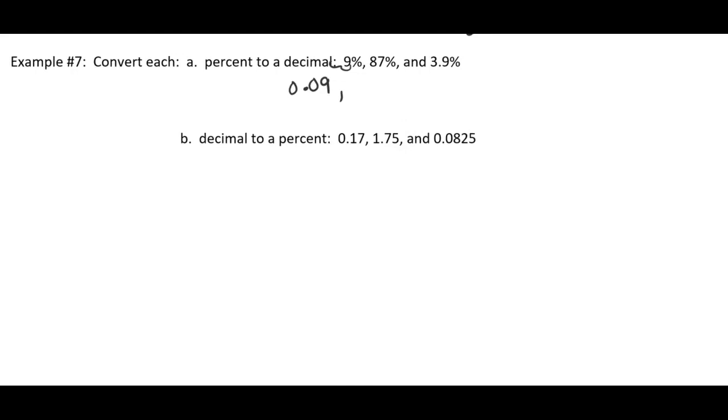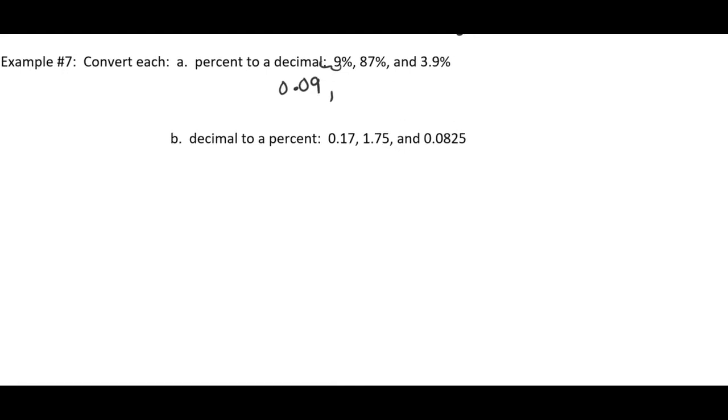The next one is 87%. So we're going to go 2 places, 1, 2, 0.87. And then finally, the last one, it has a decimal. You take that decimal though and you still go 2 places. So it's going to be 0.039. And so sometimes we have to change a percent to a decimal number so that we can work with it. And that's how you do that.